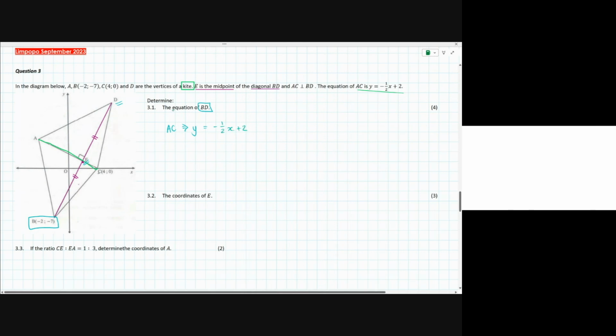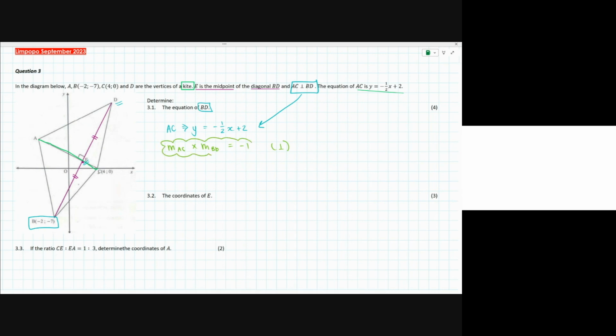Now, this is important because AC is perpendicular to BD. I can use that information to work out my gradient because, and this is really important, this comes from grade 10 analytical: the gradient of AC times the gradient of BD must equal -1 because they are perpendicular to each other. And this is a basic rule that we need to remember in terms of perpendicular lines.